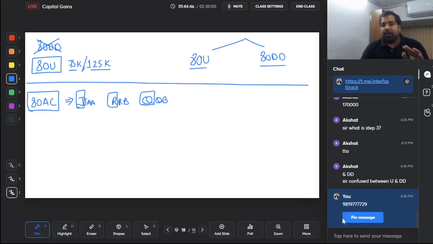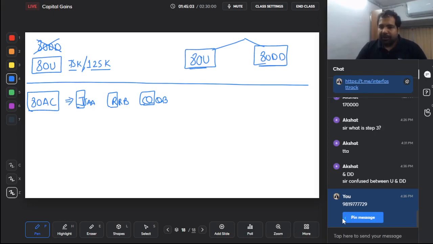Guys, both are for disabled and dependent. No, this one is for disabled and dependent. This one is when you are disabled. But both are deductions only, yes. So let's understand, guys. In your family, there is only one person who's disabled, is your brother, and he is dependent on you. Can you take a deduction?